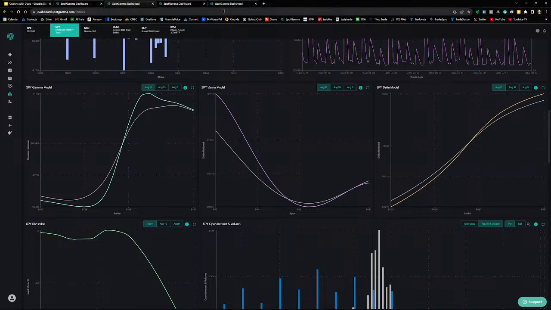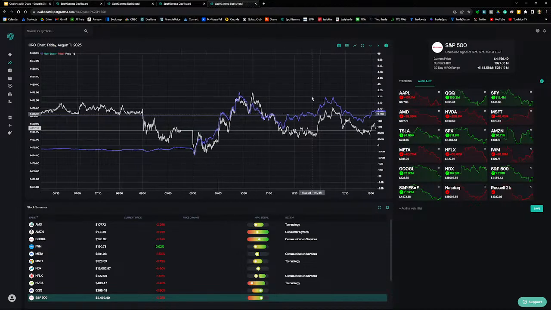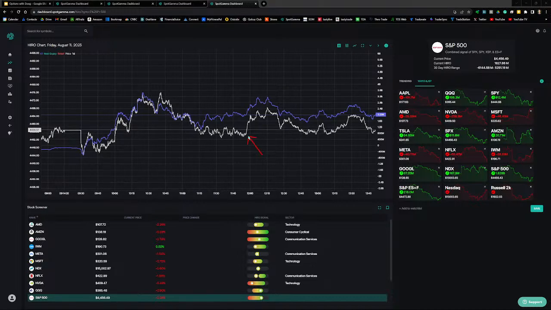All right, let's take a look at some setups. I'm going to start with the S&P 500. And this chart is the SpotGamma HERO chart. HERO stands for Hedging Impact Real-Time Options. What this chart is showing is SPX price with the white line, and this is the HERO signal, the purple line. And this is showing options trades in real time and market maker hedging activity based on those options trades. And this is a combined signal for SPX, SPY, XSP, and ES futures.